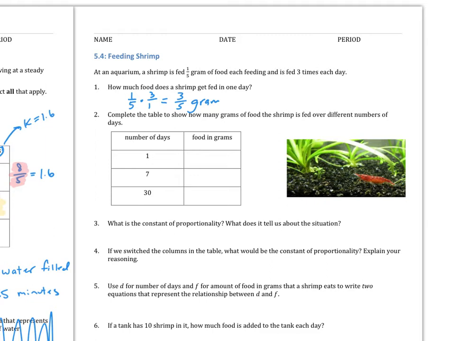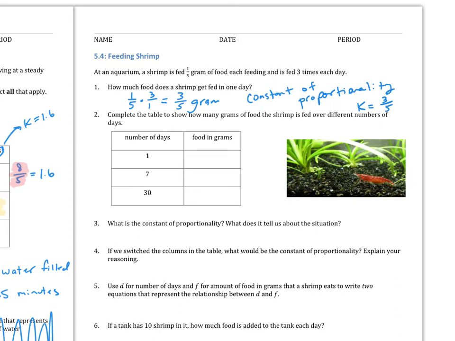Okay, the next thing it says is complete the table to show how many grams of food the shrimp is fed over different numbers of days. So if this is how much they're getting per day, this is my constant of proportionality because this is my rate. So in this case, I am saying that K is equal to 3/5.